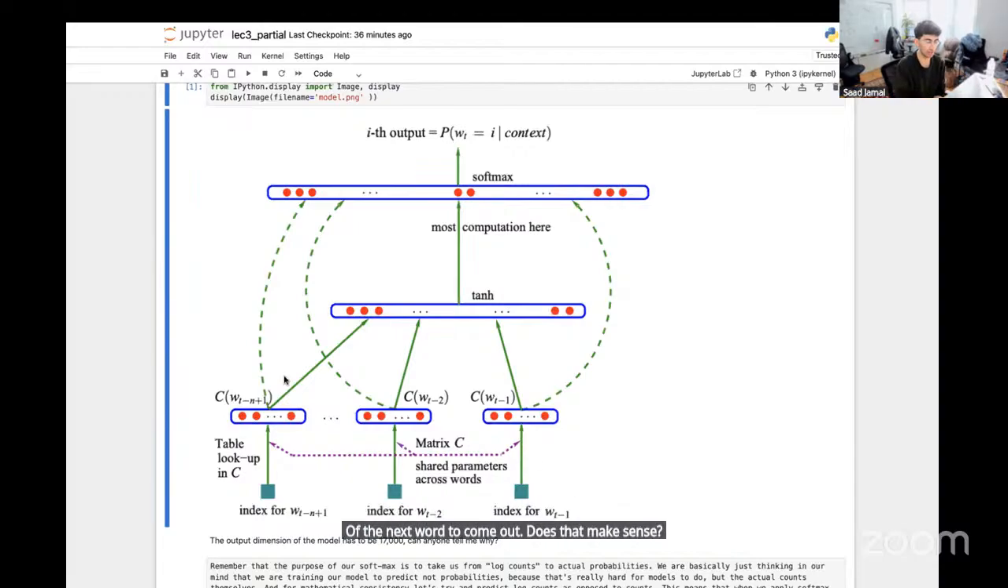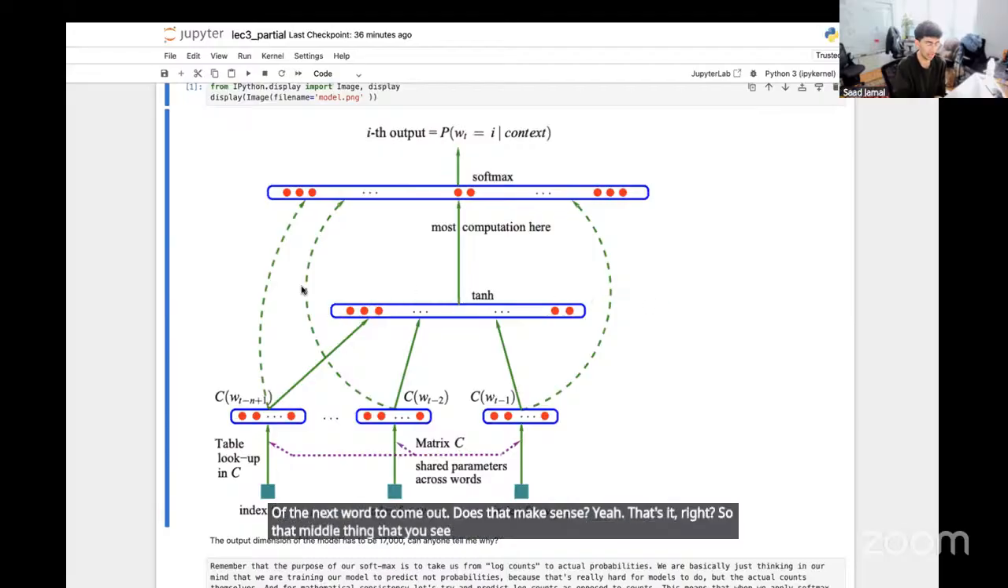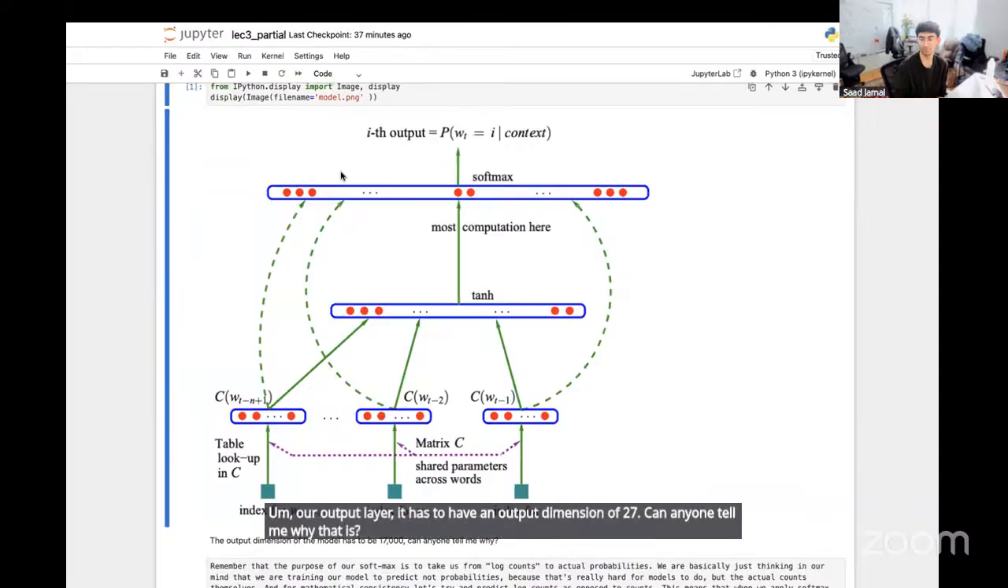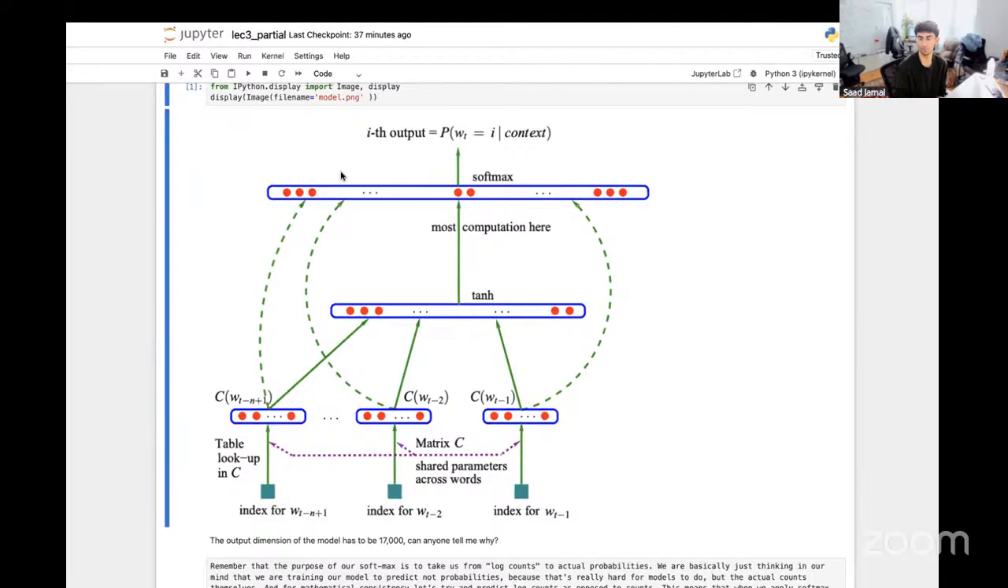That's it, right? So that middle thing that you see right here, tanh, that's our hidden layer. So last time we did a single layer neural network. This time we're going to do a two-layer network. This is our first layer. That's what we call hidden. And then finally our output layer. Our output layer has to have an output dimension of 27. Can anyone tell me why that is? 27 possible characters. There you go, right?